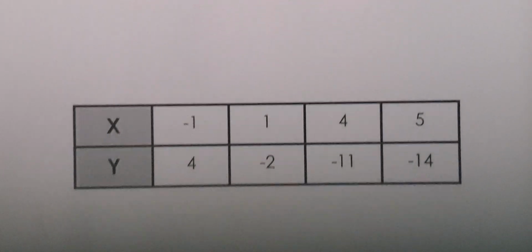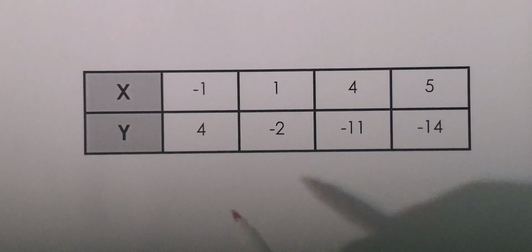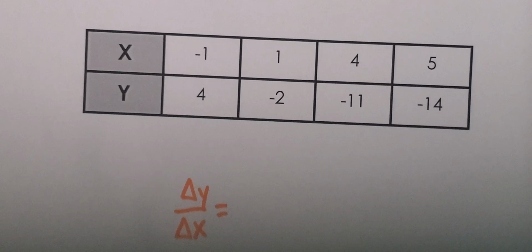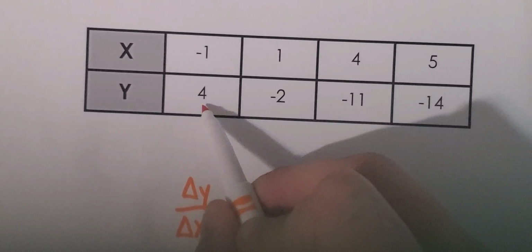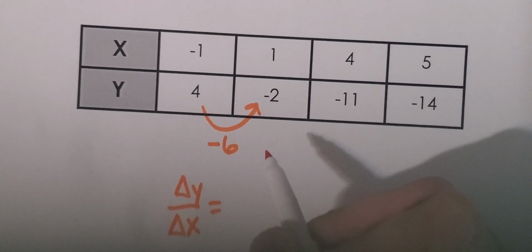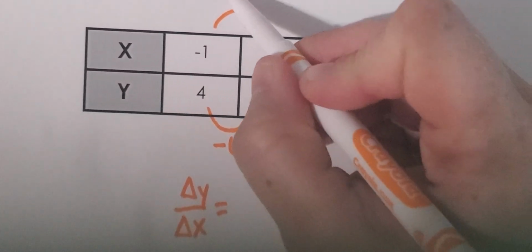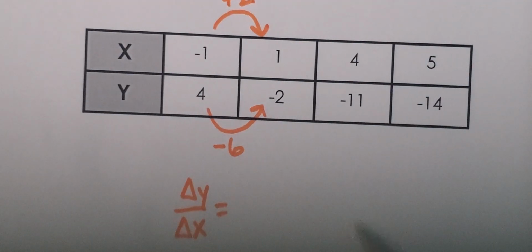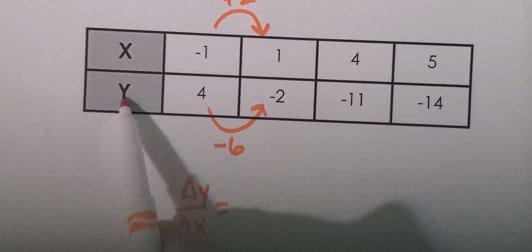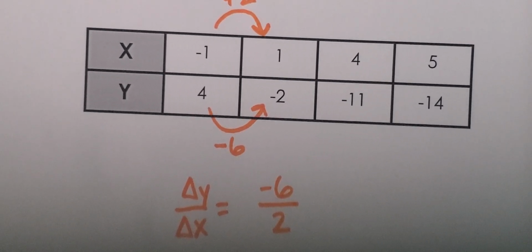All right, let's do this last question. On this last one, we're going to look at the change in y over the change in x like we have been. Our change in y from 4 to negative 2, we are subtracting 6, while on the x, we are adding 2. So with this ratio, I can write it as a fraction. Negative 6 is my y change, so that goes on top of my fraction, and 2 is my x change, so I'm going to put that on the bottom.